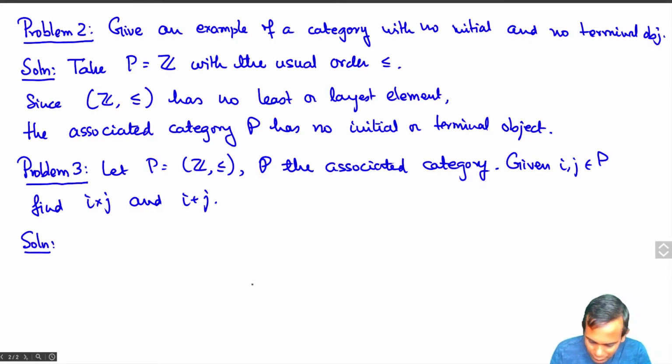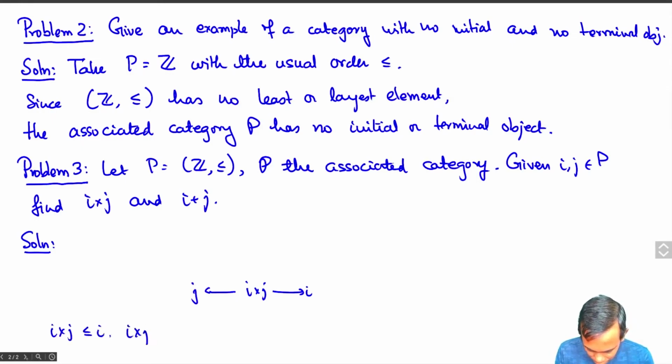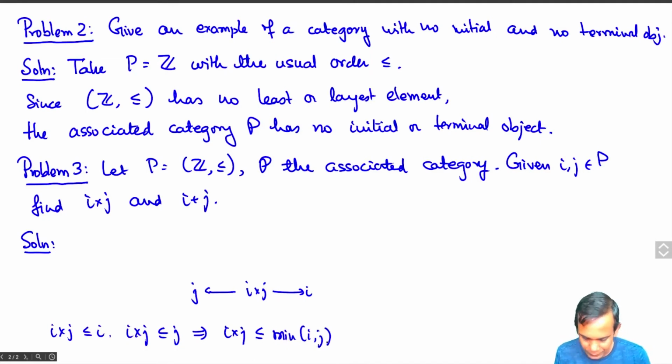If you have a product of i and j, then it should have arrows to i and arrows to j. So in particular, i cross j needs to be less than or equal to i, and i cross j needs to be less than or equal to j, which means that i cross j needs to be less than or equal to the minimum of i and j. Okay, and so that's the first requirement.